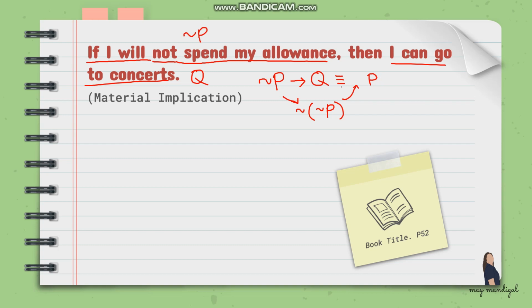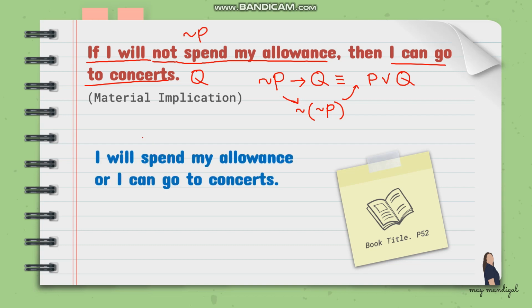And then we have to change the implication to OR. So we have P OR, and then copy our consequent Q. This will now be the equivalent statement using material implication. So P will now be, I will spend my allowance, or I can go to concerts. So these two now are equivalent. Again, we use material implication for this. This is our P and this one is the Q.